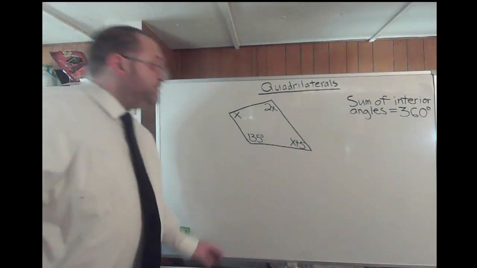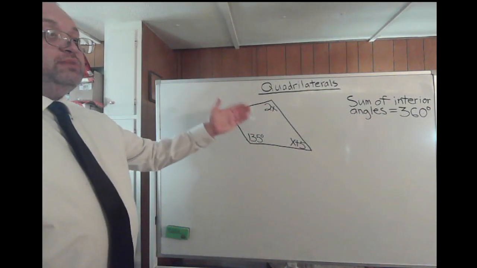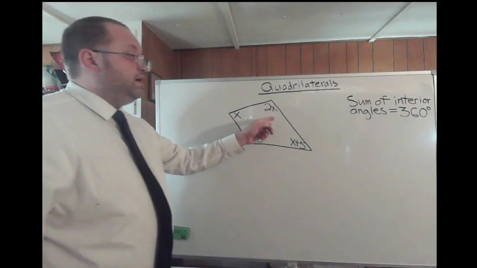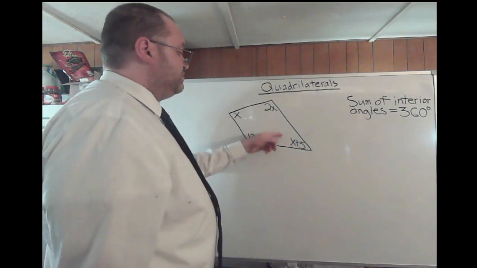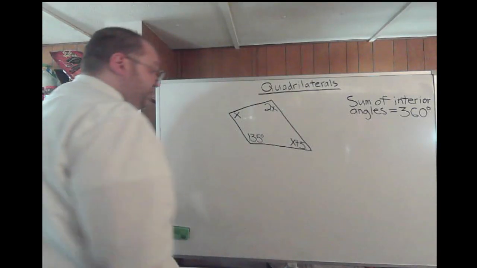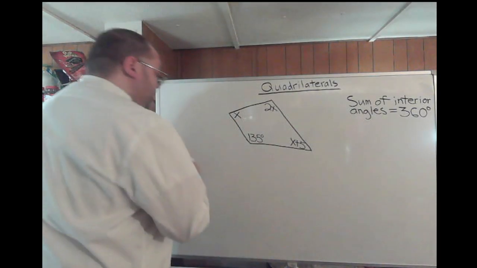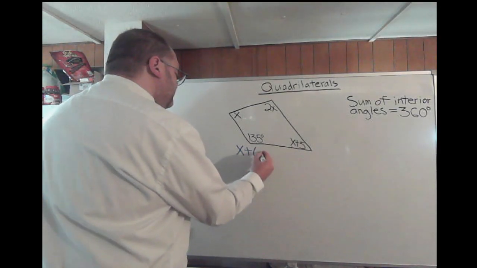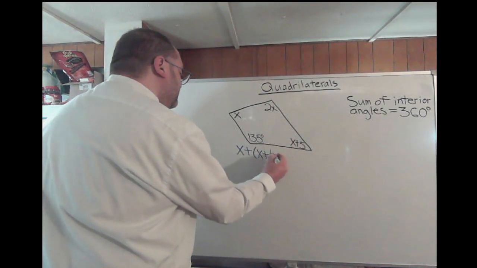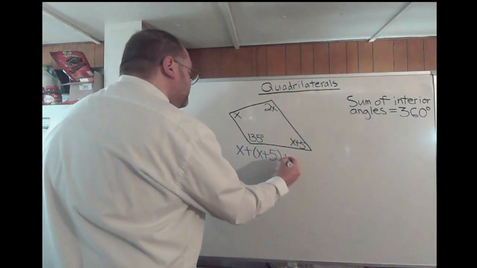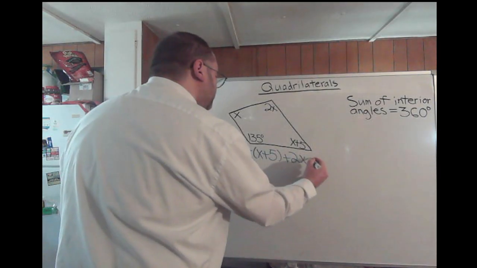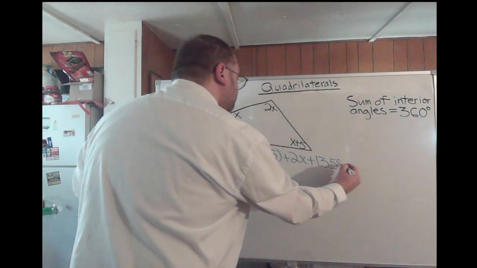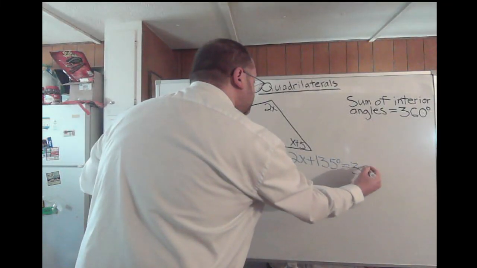Well, once again, you're still going to do it the same way as you did before. You're going to set all 4 of these angles equal to 360 degrees. So let's go ahead and do that. You'll take x plus the quantity of x plus 5 plus the 2x plus the 135 degrees. You're going to set all that equal to 360 degrees.